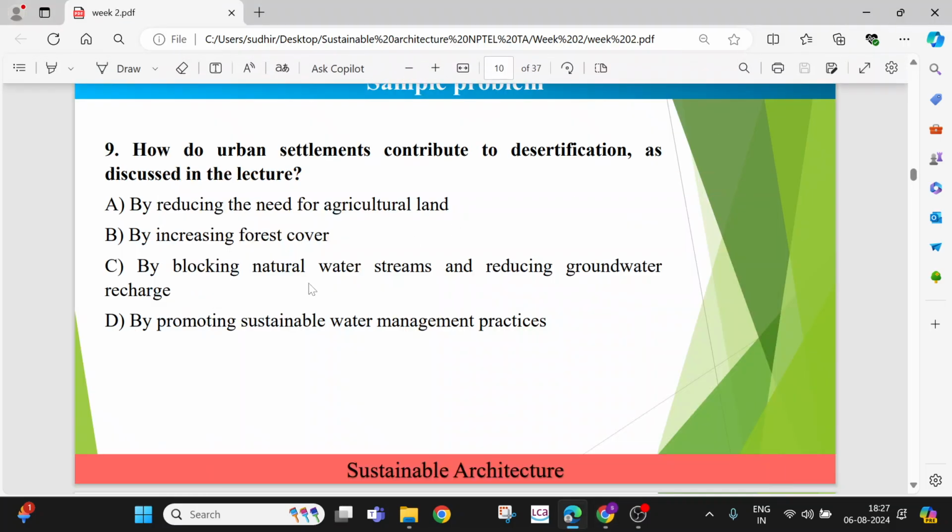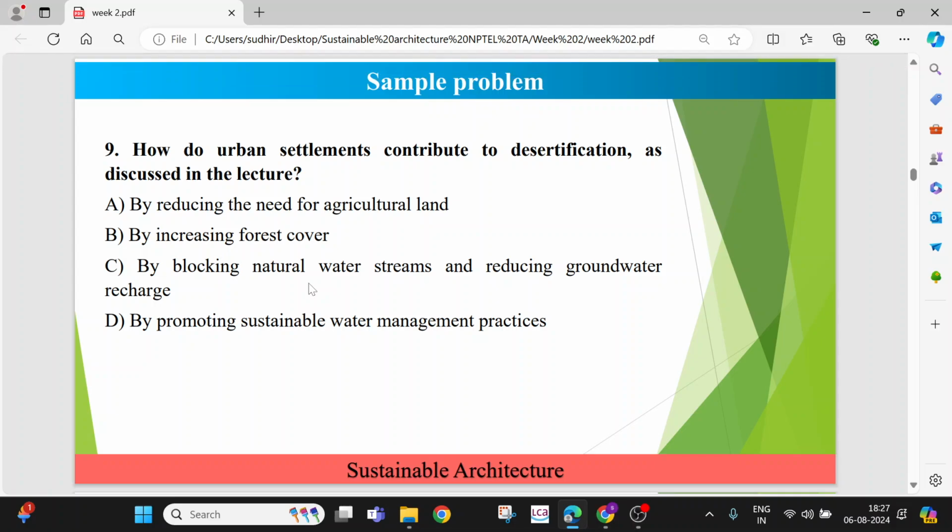So for this particular question, option C is the right answer. Urban settlements contribute to desertification primarily by obstructing the natural water flows and diminishing groundwater recharge. When cities are developed, natural water streams are often diverted and covered by impermeable surfaces such as roads and buildings. All of you must agree. Because of this disruption, the natural replacement of groundwater sources is prevented, which leads to soil degradation and reduces the land's ability to support vegetation. Consequently, these areas become more susceptible to desertification as the natural water cycle is interrupted.